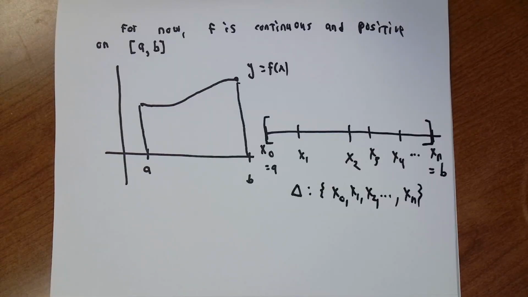We're going to divide the interval from a to b up into a number of smaller intervals. We will chop it up into n of them. x0 will be a, x1 will be a number larger than x0, x2 will be larger than x1, and so on and so forth, until you get to x number n, which is equal to b. This is called a partition of the interval from a to b.